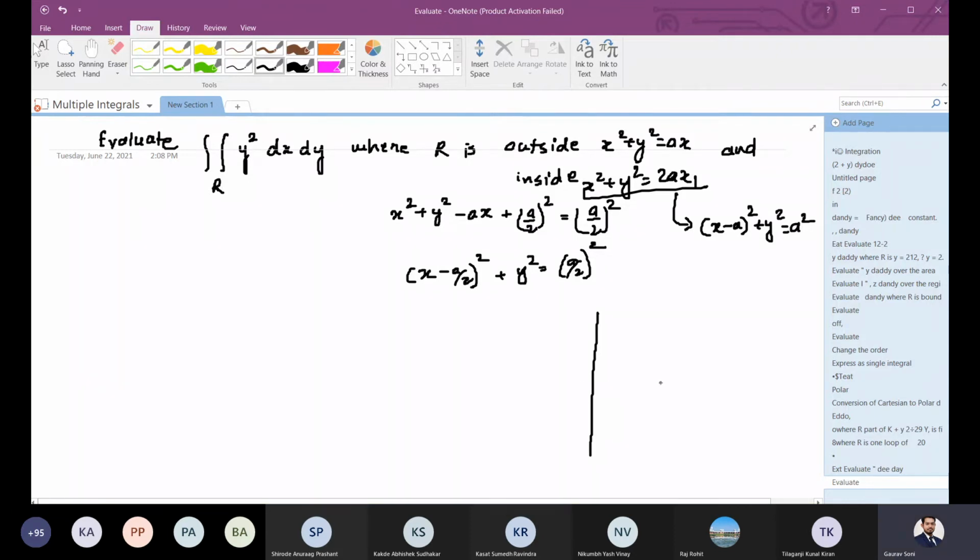So I will draw the diagram of this. The first circle has center at a by 2 comma 0 and radius a by 2, the smaller circle. Then you have another circle whose center is at a and radius is a. What they are saying is my region R is outside the first smaller circle and inside the larger circle. So this is our region.